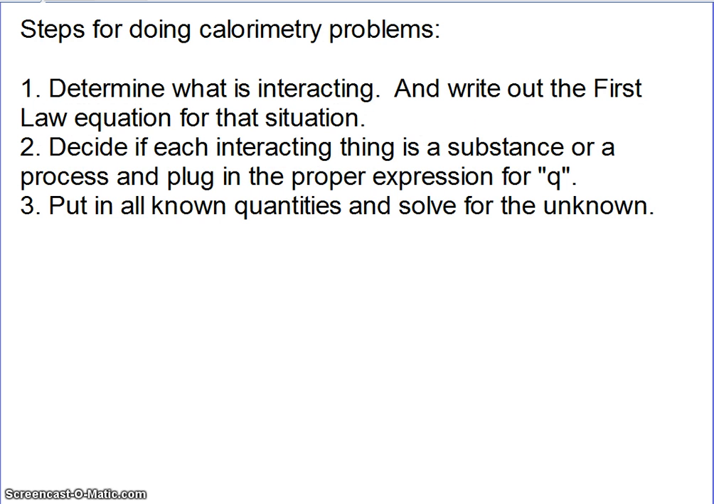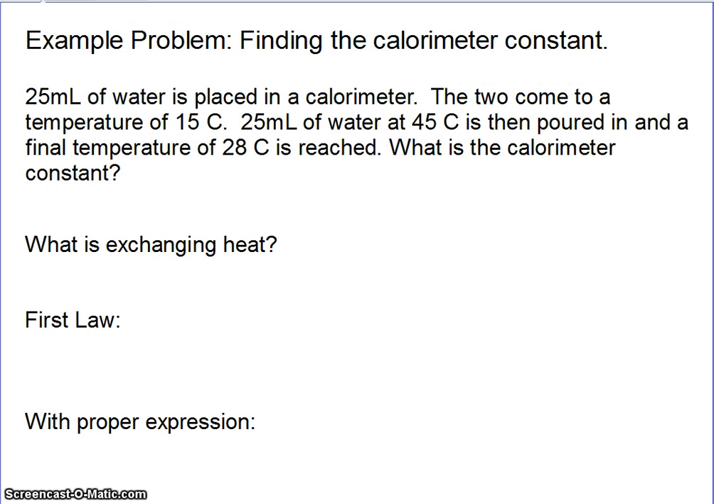Okay? I'm kind of tired of writing in red. Looks really mean. All right, when we're doing calorimetry problems, here are the steps. Figure out what's interacting, figure out if that interacting thing is a substance or a process, put all known quantities in, and solve for the unknown. So you'll have these written down. I don't need to spend time on them.